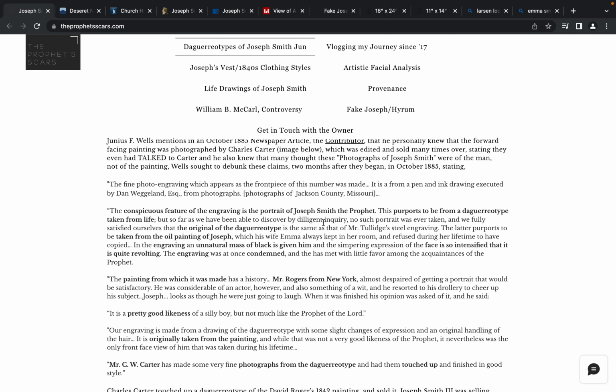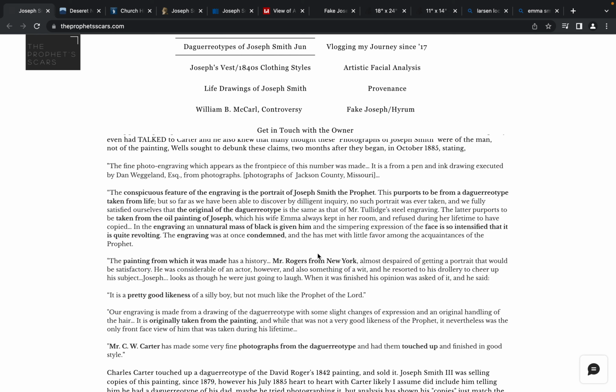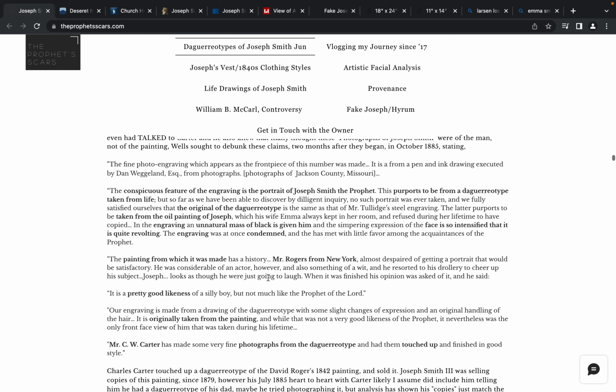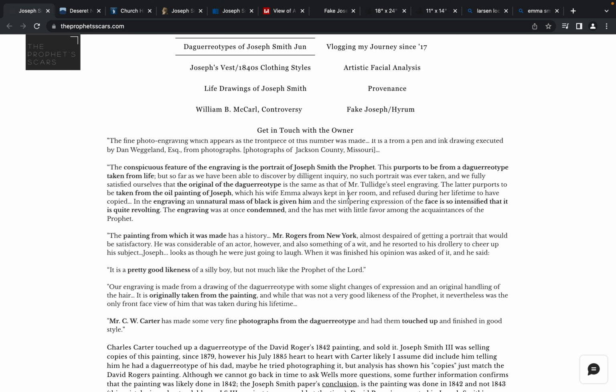As far as we can discover by diligent inquiry, no such portrait was ever taken. We fully satisfied ourselves that the original daguerreotype is the same as that of Mrs. Toulouse. It's just a copy of the painting, which is taken from the oil painting of Joseph Smith, which Emma kept in her room and refused in her lifetime to have it copied. So she didn't let it be copied. She didn't let someone trace it. She didn't let someone take a photo of it.